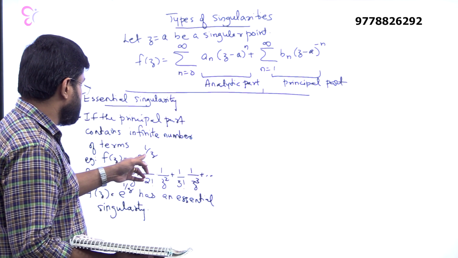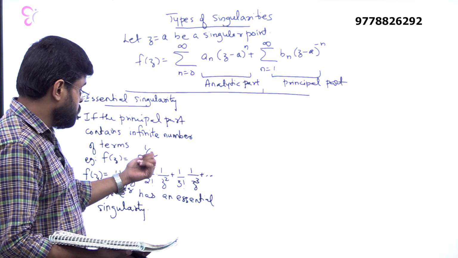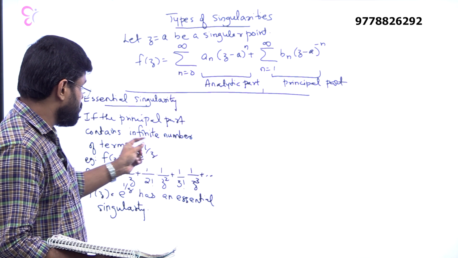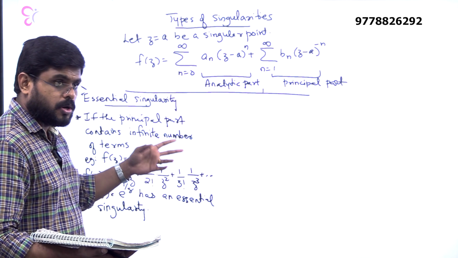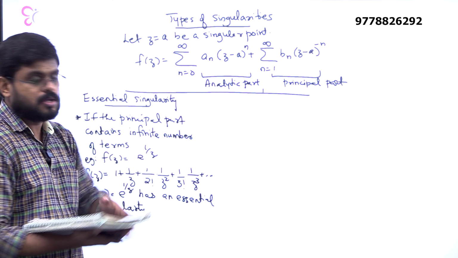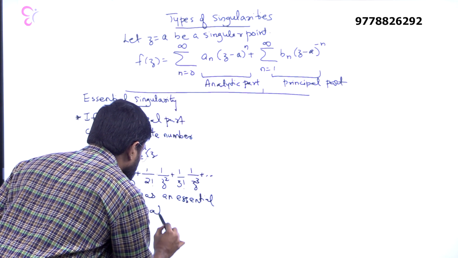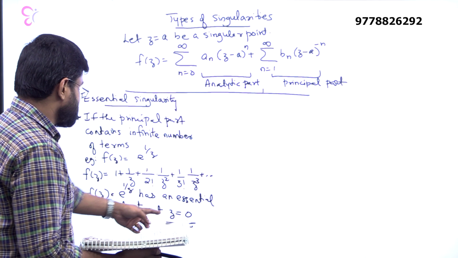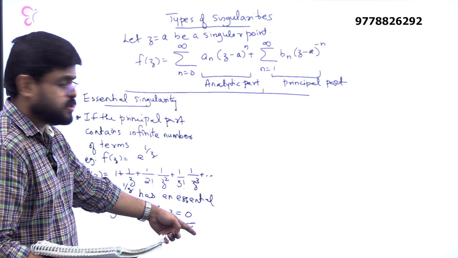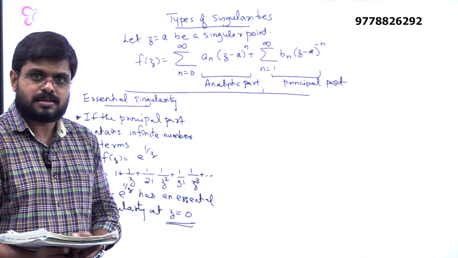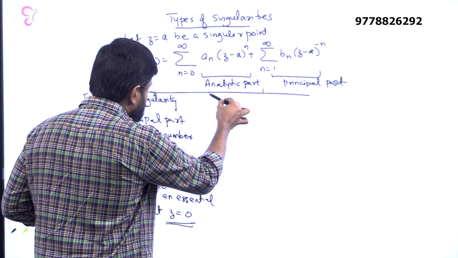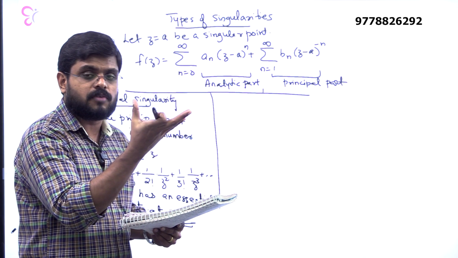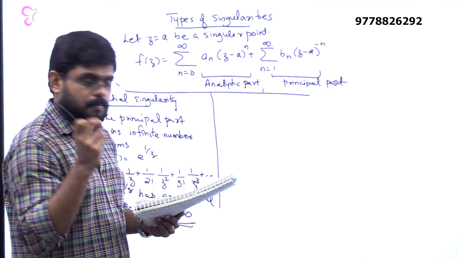To make e power 1 by z undefined, what should be the value of z? If z is equal to 0, 1 by 0 is undefined. So e power undefined is also undefined. So essential singularity at z is equal to 0. The point of essential singularity is z is equal to 0 for e power 1 by z. Clear? So that is the essential singularity. That means it has an infinite number of terms in its principal part.